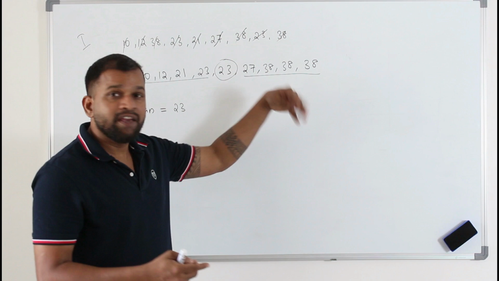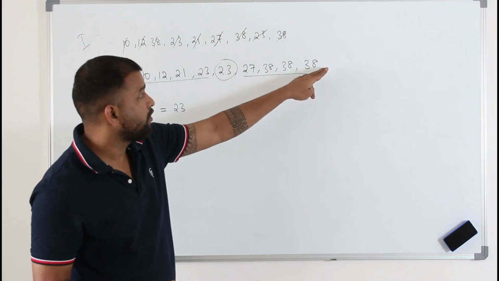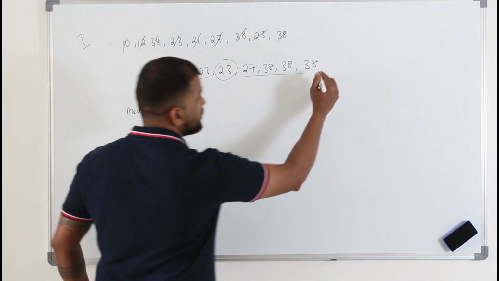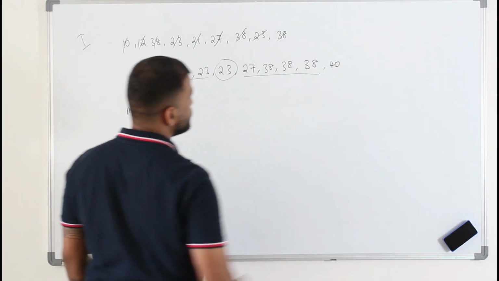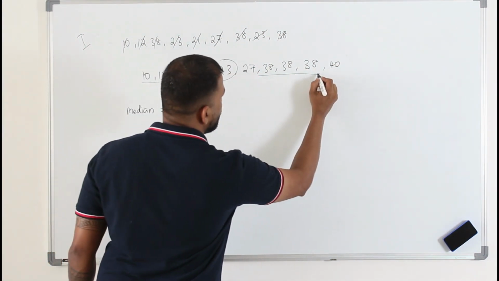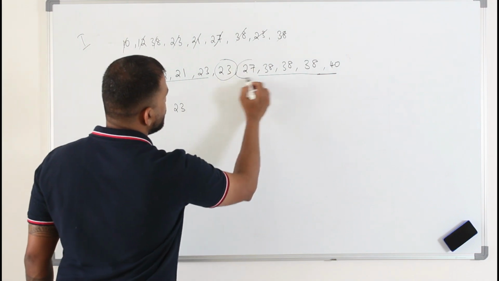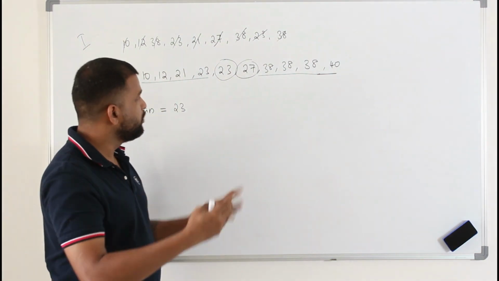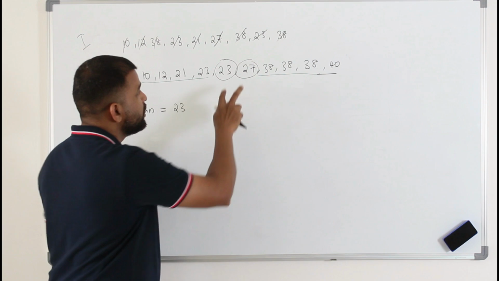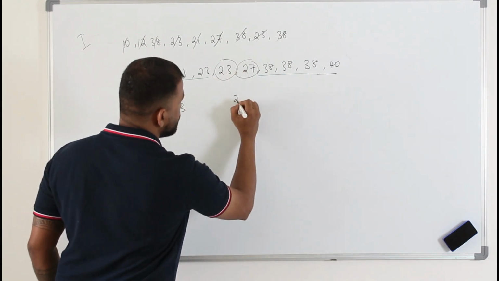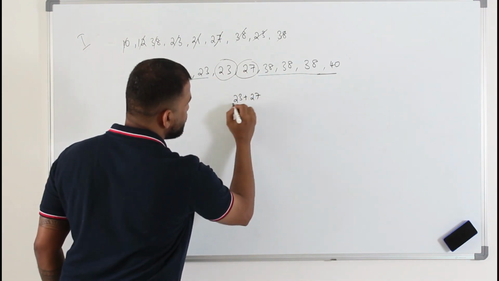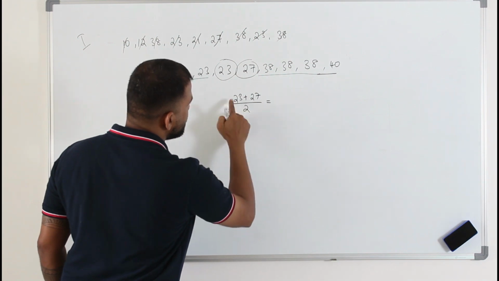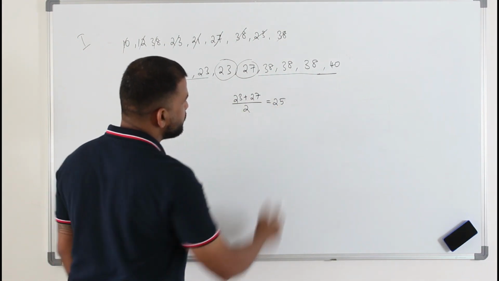Sometimes, if you have an even number of entries, let's say you have another number here. I'm going to take another number, let's say 40. If you leave 4 and 4 numbers on both sides, you get 2 medians, right? It's not 2 medians, it's 2 numbers in the middle. So you need to find the average of them. So in this case, the median is 23 plus 27 divided by 2, which is 50 by 2, is 25.